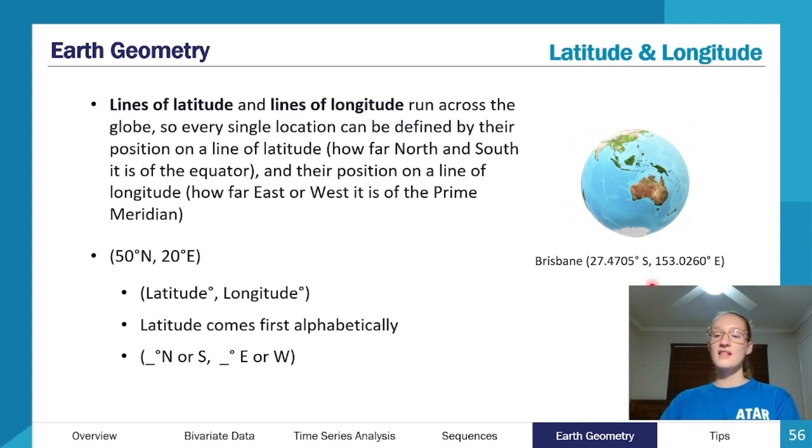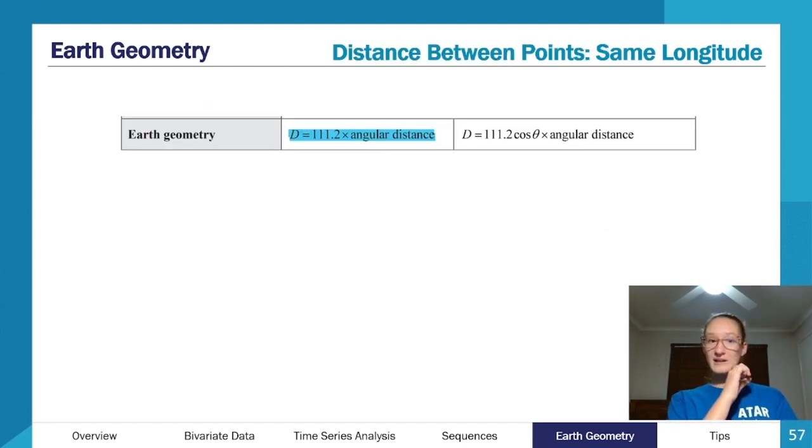And we also can see that it's 153 degrees east of the prime meridian. So it's actually coming a little bit closer to the international date line around the back of the Earth. So that's just an example there.